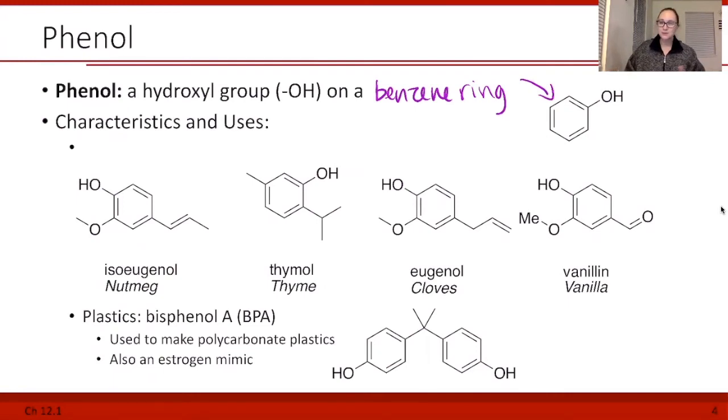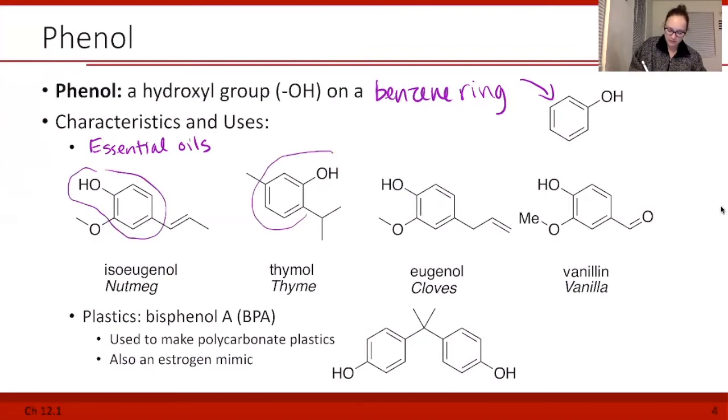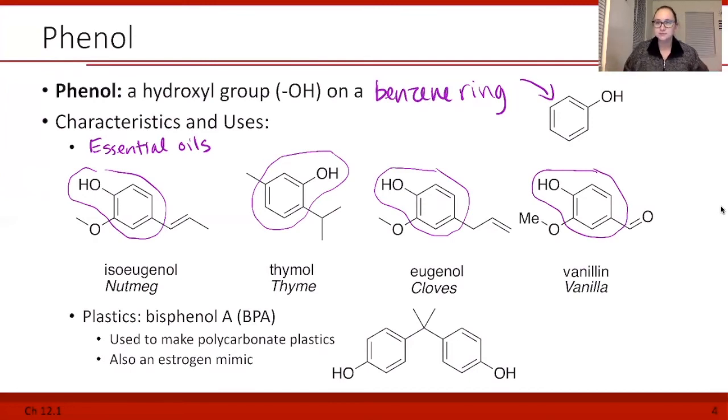Characteristics and uses, the one that I chose to show you guys are essential oils. So nutmeg, thyme, cloves, and vanilla are all phenols. You can see them here. We have phenol as the base of these molecules, and then they have other substituents on them as well. But these are all things that we use as essential oils and put in your oil diffuser.